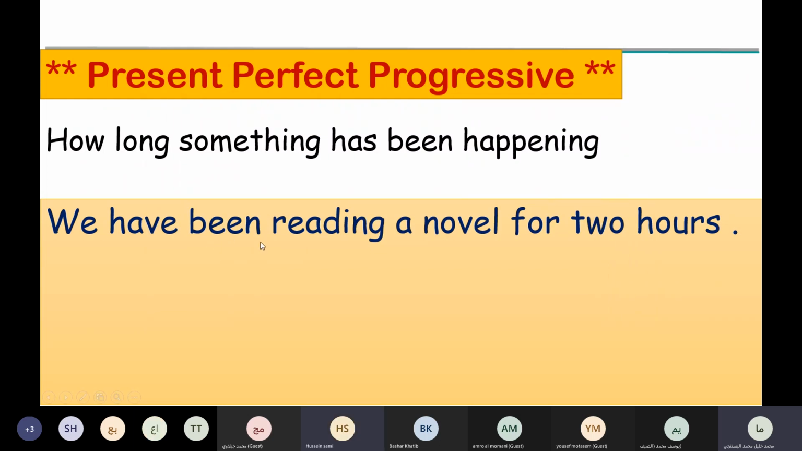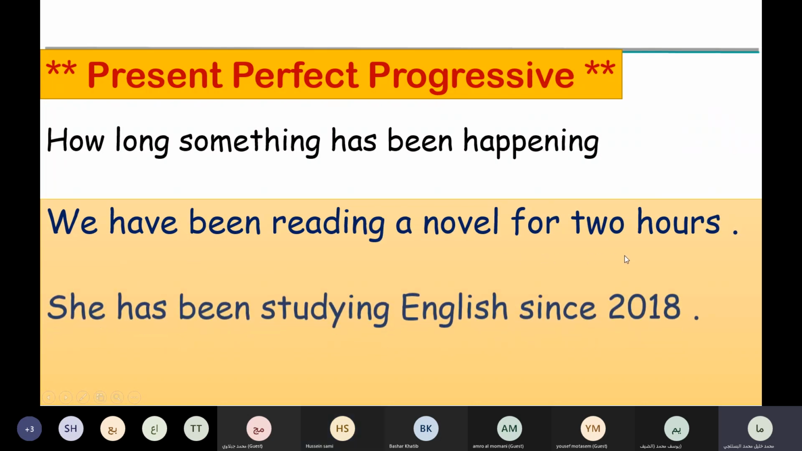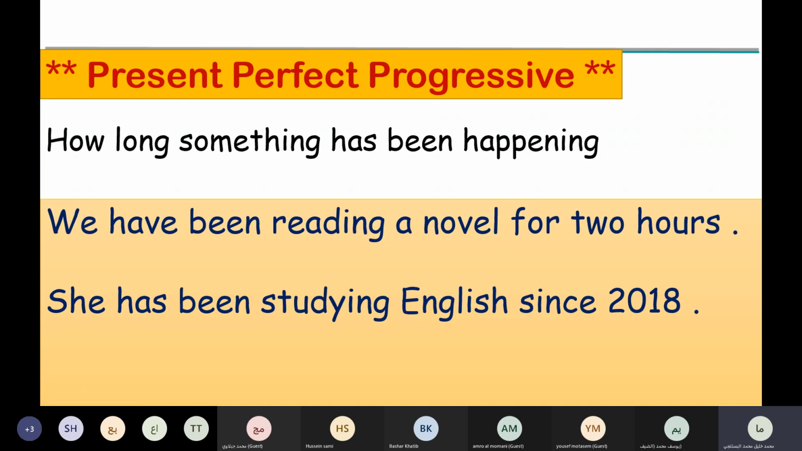We have been reading a novel for 2 hours. Good. Another example, Walid. She has been studying English since 2018. Good. Started in 2018, and she is still studying up to now, and she may continue in the future.